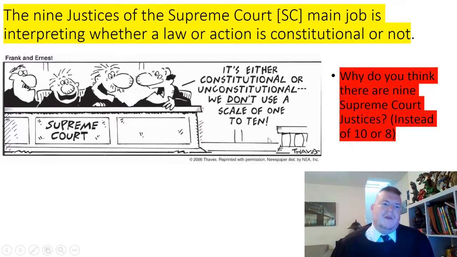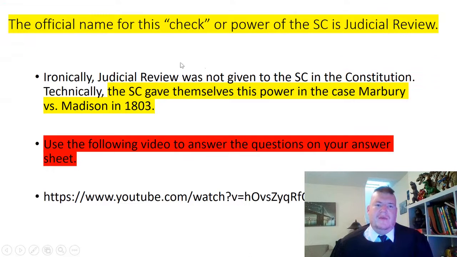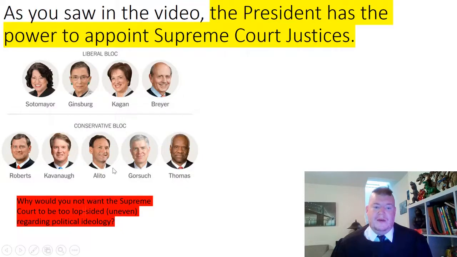That's your hint. Okay. The official name for this check or power of the Supreme Court is judicial review. So their ability to say if something is constitutional or unconstitutional, we call judicial review. Ironically, judicial review was not given to the Supreme Court in the Constitution. Technically, the Supreme Court gave themselves this power in the case Marbury v. Madison in 1803.